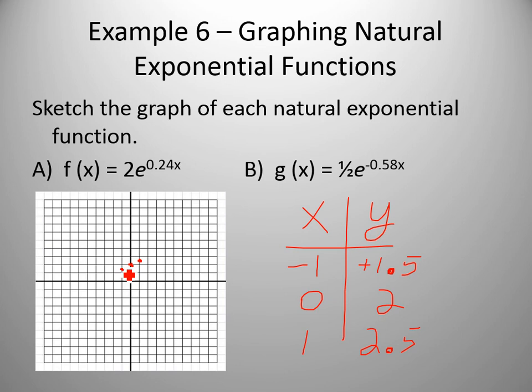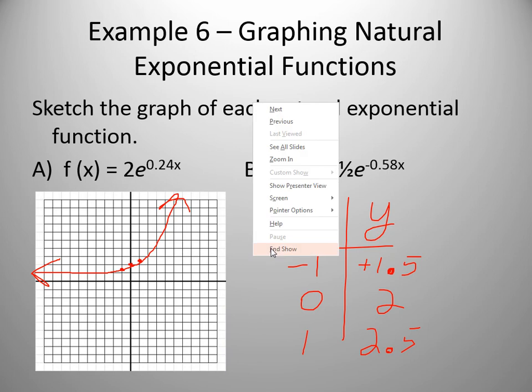So now all I want to do is run my curve through those 3 points, and already knowing what the shape of this is, I get a pretty good idea what that curve's supposed to look like. So that's the sketch of the graph for part A.